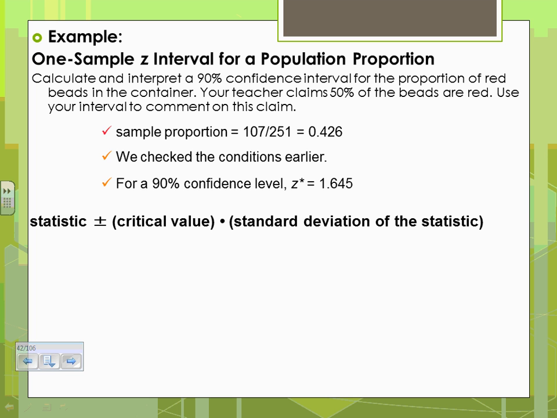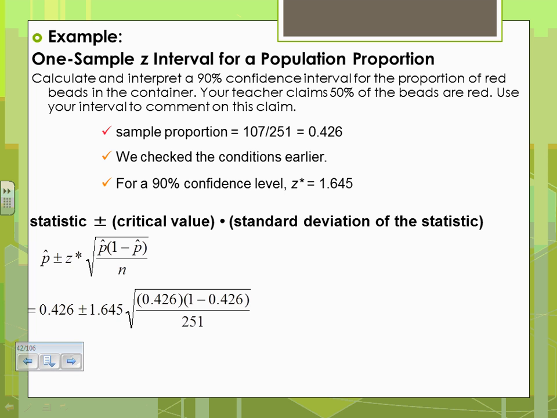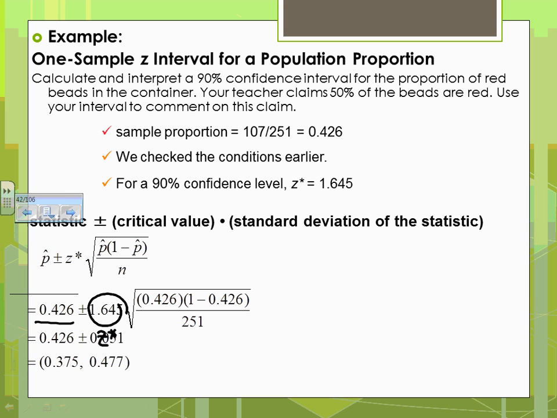So we're going to use our confidence interval. We take our statistic plus or minus our critical value. Our statistic here was 107 out of 251, and then we had our z star times our standard error. And here we can simplify this down.